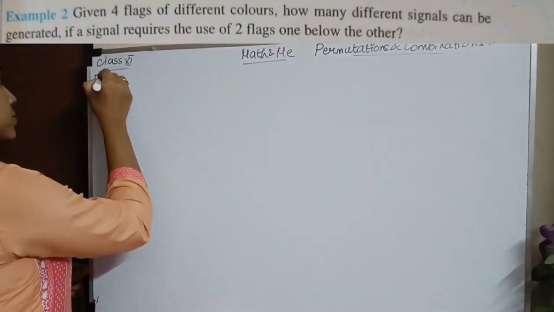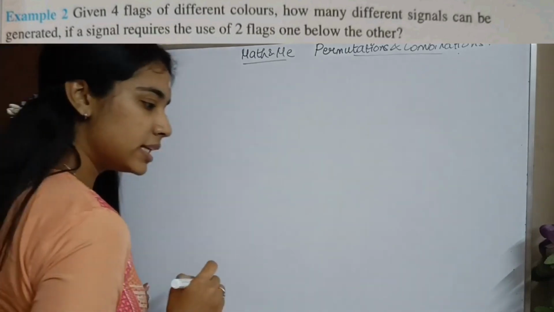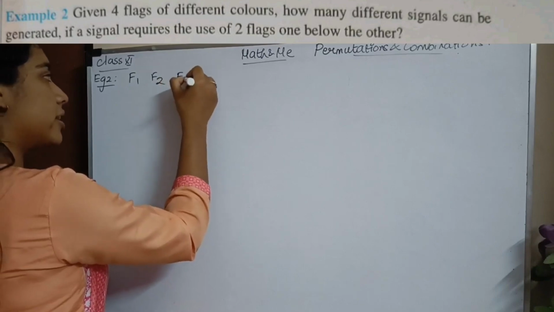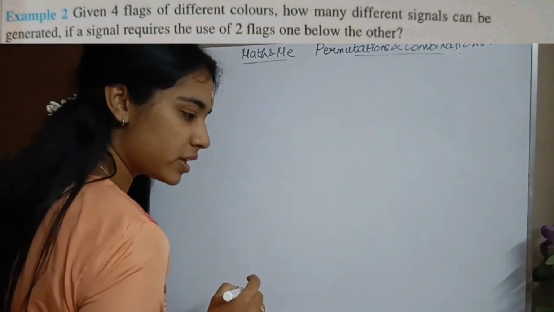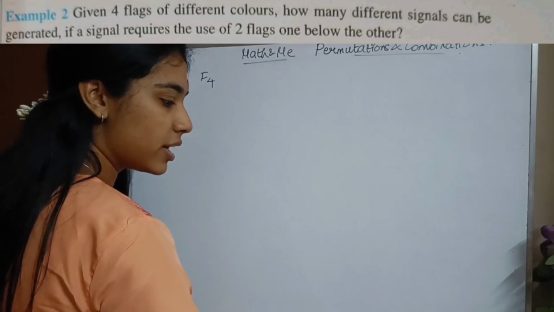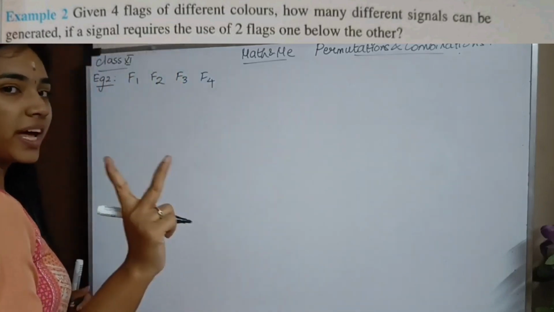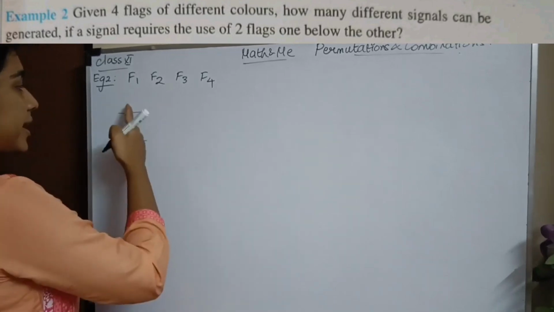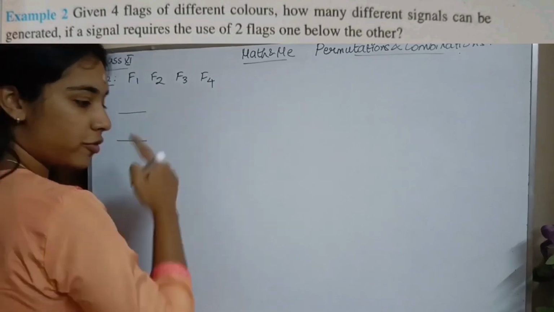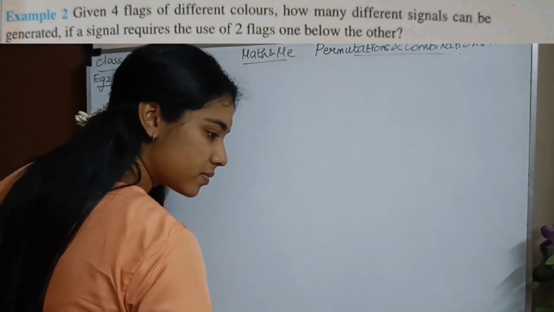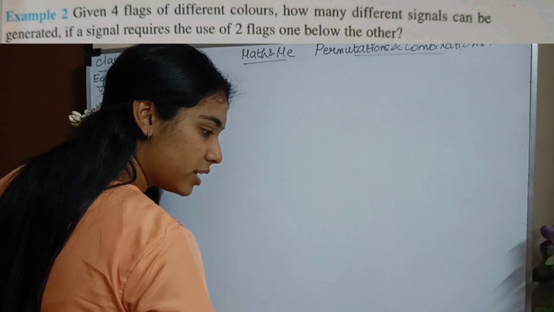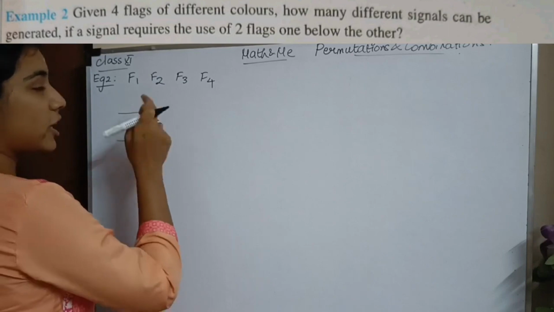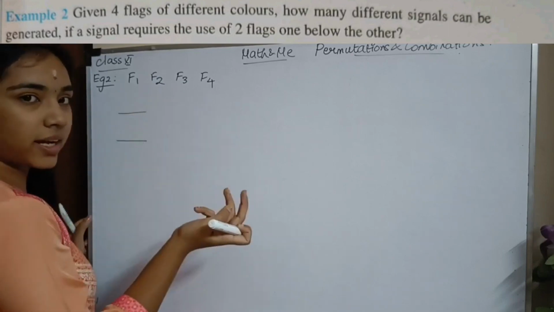Example 2. Given 4 flags of different colors. So I have F1, F2, F3 and F4. How many different signals can be generated if the signal requires the use of 2 flags, one below the other? So the first flag here, the second flag here. So I have 2 places and I have 4 flags. They ask how many different signals can be generated if the signal requires use of 2 different flags. Correct? I cannot repeat the flag. If the first flag is used, the second flag cannot be used again.